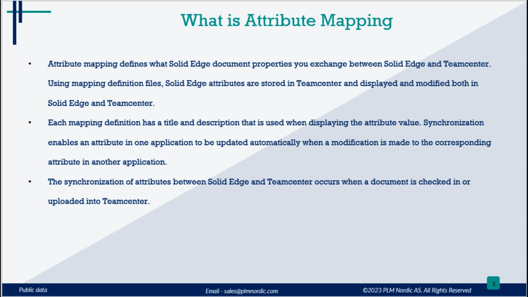Attribute mapping defines what Solid Edge document properties you exchange between Solid Edge and Teamcenter. Using mapping definition files, Solid Edge attributes are stored in Teamcenter, and displayed and modified in both Solid Edge and Teamcenter. Synchronization enables an attribute in one application to be updated automatically when a modification is made to the corresponding attribute in the other application. The synchronization of attributes between Solid Edge and Teamcenter occurs when a document is checked in or uploaded into Teamcenter.